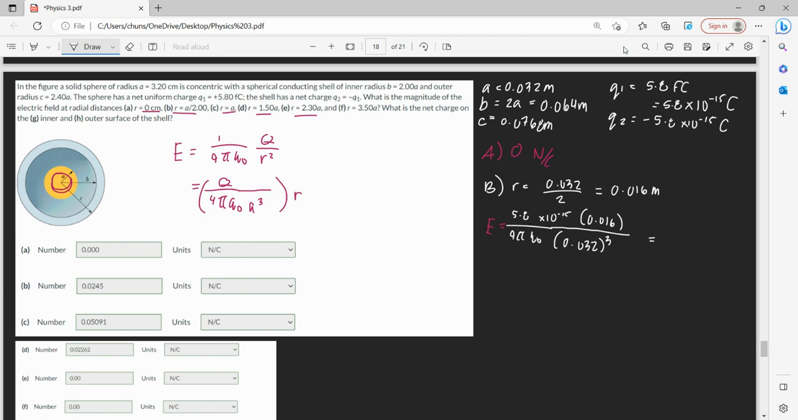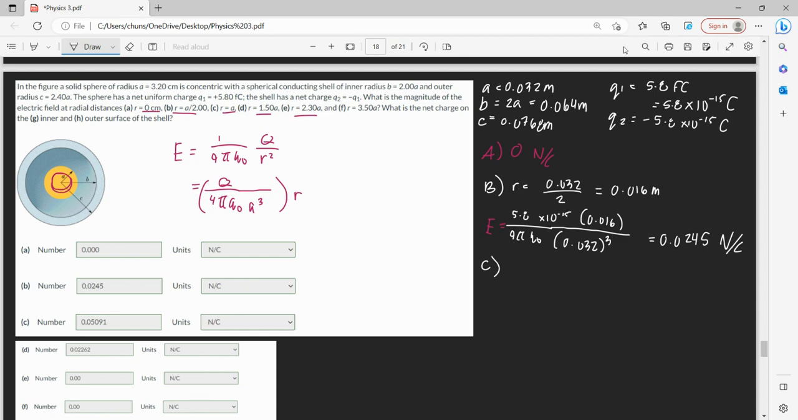That's our distance of our Gaussian surface, divided by 4 times pi times 8.854 times 10 to the negative 12 times 0.032. So this is our a to the power of 3. And this gives us 0.0245 newtons per coulomb.